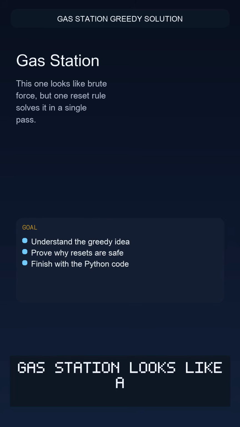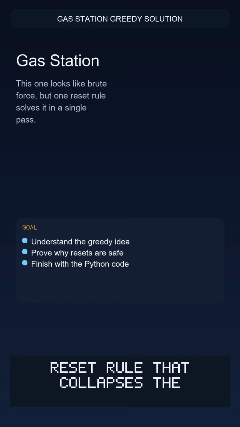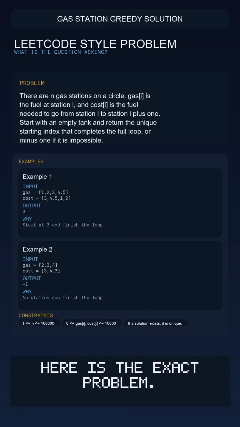Gas station looks like a brute force problem at first, but there is one greedy reset rule that collapses the whole thing into a single pass. Here is the exact problem.